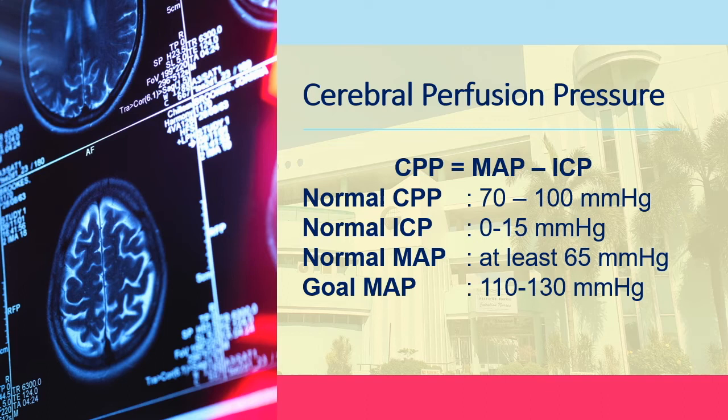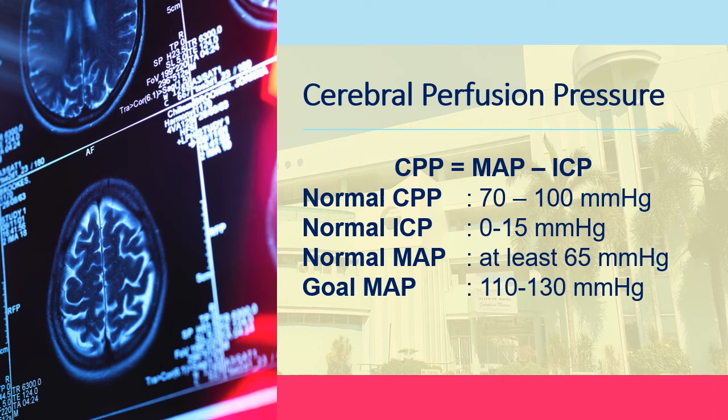Now, your normal ICP is 0 to 15 millimeter mercury. In fact, your textbook would say that the normal is 0 to 10, but the upper limit is 15 millimeter mercury. The normal mean arterial pressure is at least 65 millimeter mercury. And the goal of MAP is 110 to 130 millimeter mercury in the management of stroke.